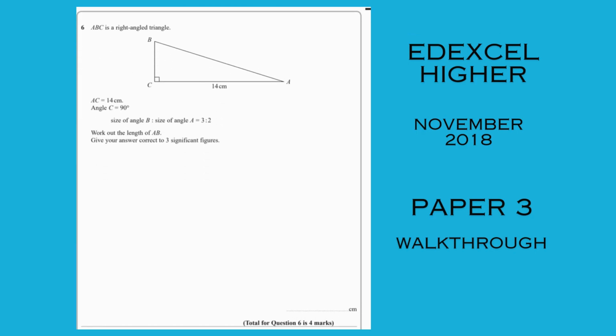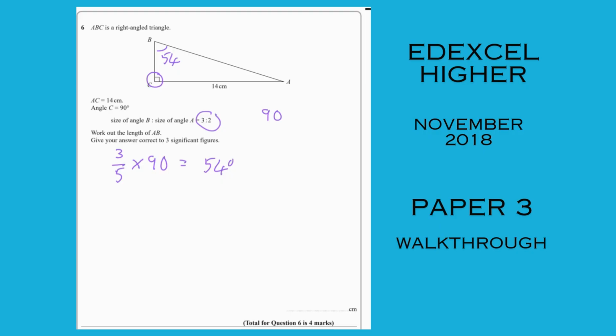Question 6. So it looks like a standard trigonometry or Pythagoras question, but it's got a bit of extra stuff in it. So we know that's 90, so the other angles must add up to 90. So the angle at B is 3/5 of 90. That's 54 degrees.